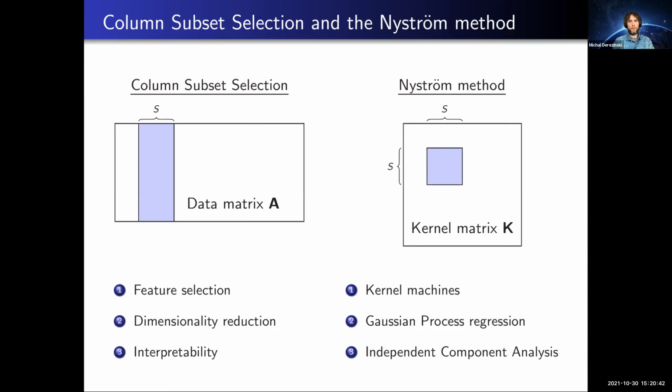For the Nyström method on the right, the matrix in question is a square kernel matrix, which represents the pairwise interactions between the data points, and we wish to represent it by a small subset of its entries. This task arises, for example, in the context of kernel machines, Gaussian process regression, independent component analysis, among others. There's a close connection between these two tasks, which is why all of the results I will present apply in both settings.